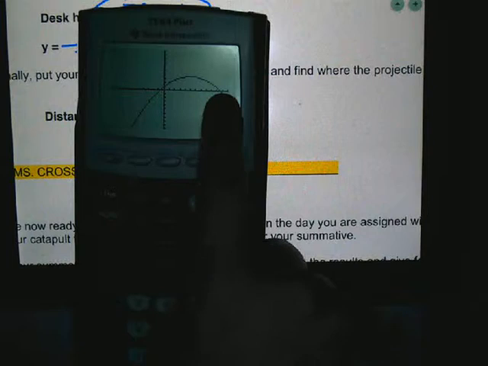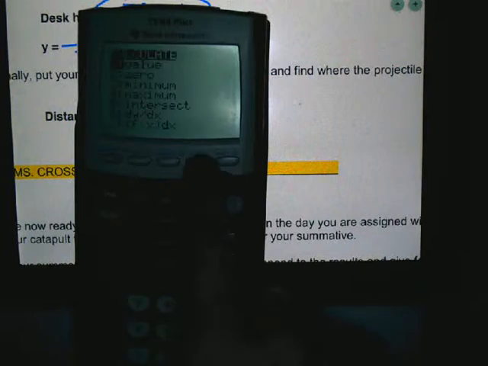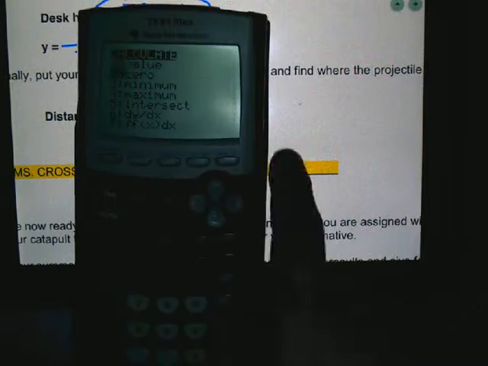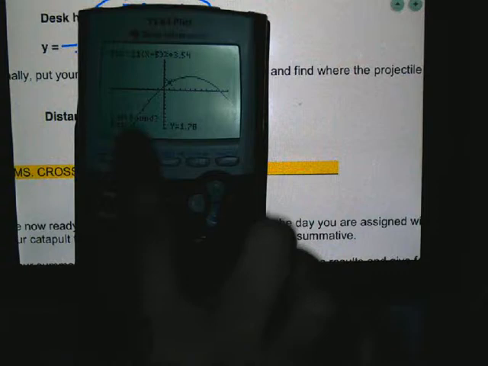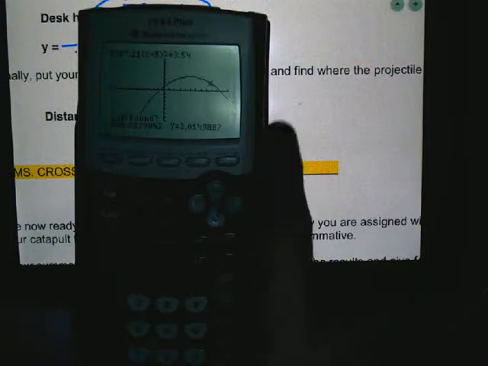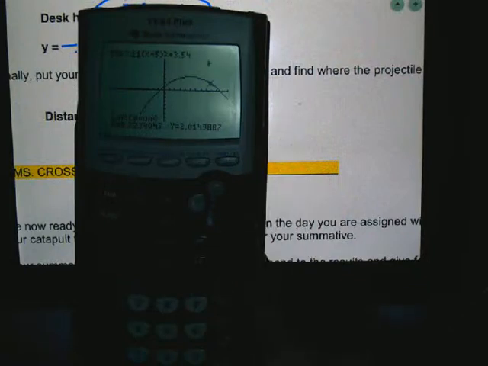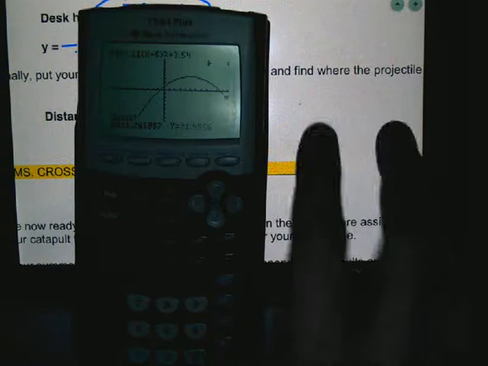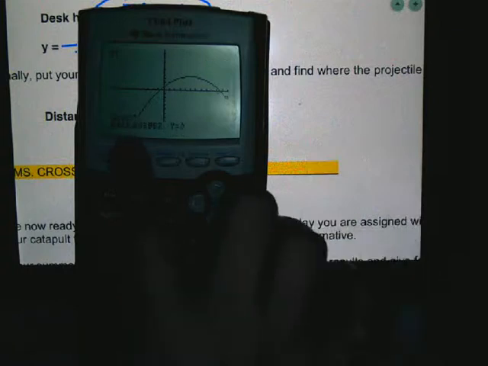To find it, we're going to use Second and Calc, which brings me to the Calculate menu, and I want to find my 0, or the x-intercept. It asks the question left bound, so I just scroll over somewhere to the left of that point, because that's the point I want. I hit enter. Then right bound, I'm just going to scroll a little bit to the right. I'm going to hit enter again. When it says guess, you just enter one more time, and your 0 is 10.67.